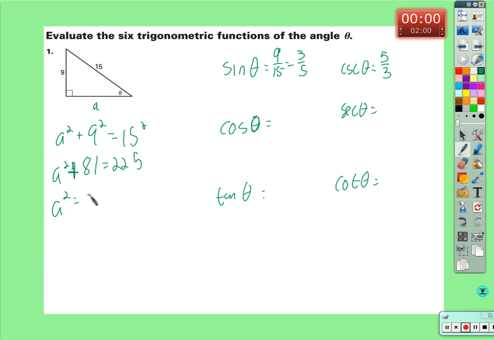225 minus 81, I think it has to be 64. So it's only okay to be wrong. That's 144. 144. Working off of memory, that was a bad idea.